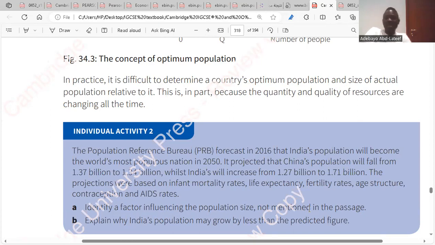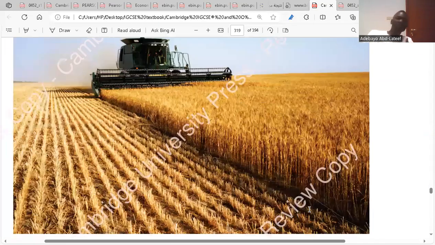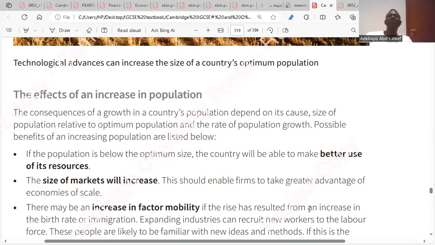This is in part because the quantity and quality of resources are changing all the time. Resources change over time. So it might be difficult for us to understand if a country is operating at its optimum or not. Sometimes it might be high, it might be low. So we go to the effect of an increase in population.